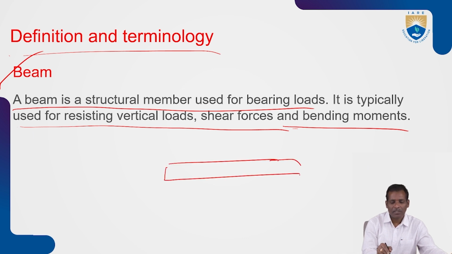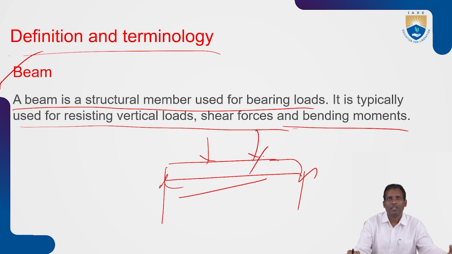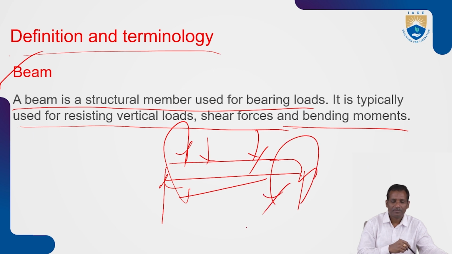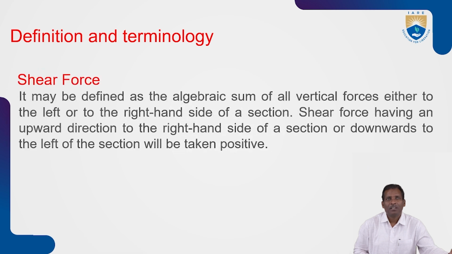For example, here it is a beam acting under some loads. It bears loads, typically used for resisting vertical loads, shear forces, and bending moments. Different types of loads are there, like UDL, but all loads it will carry. That type of structural member is called a beam. The types of beams we will see later.